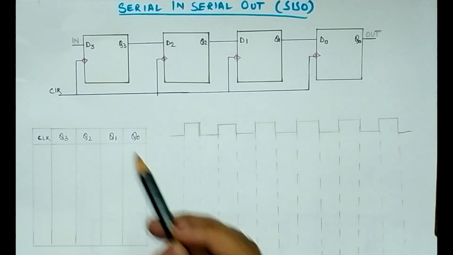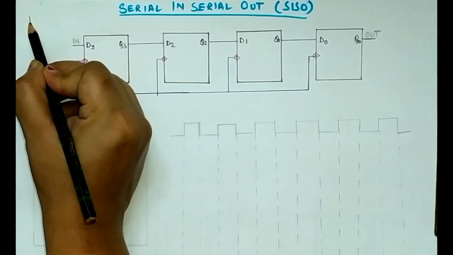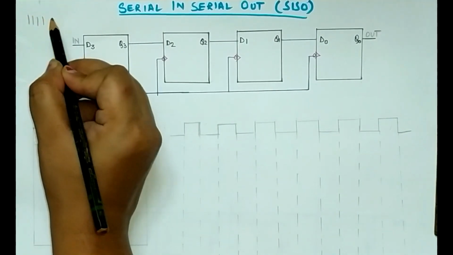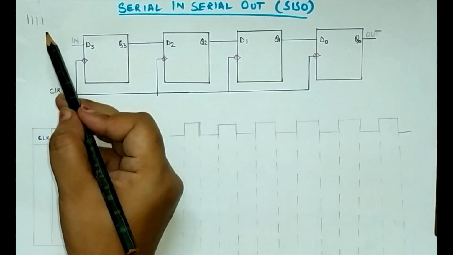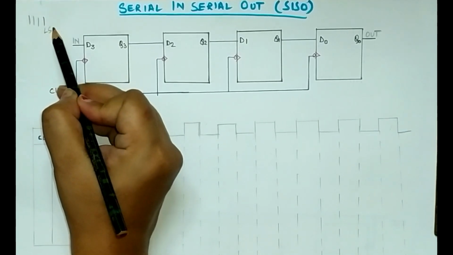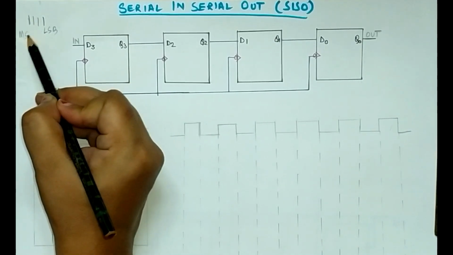Now suppose I take an example that you have to store 4-bit data, that is 111. You have to store these 4 bits in this register. So how will you do it? This one is your least significant bit, and this one is your most significant bit.